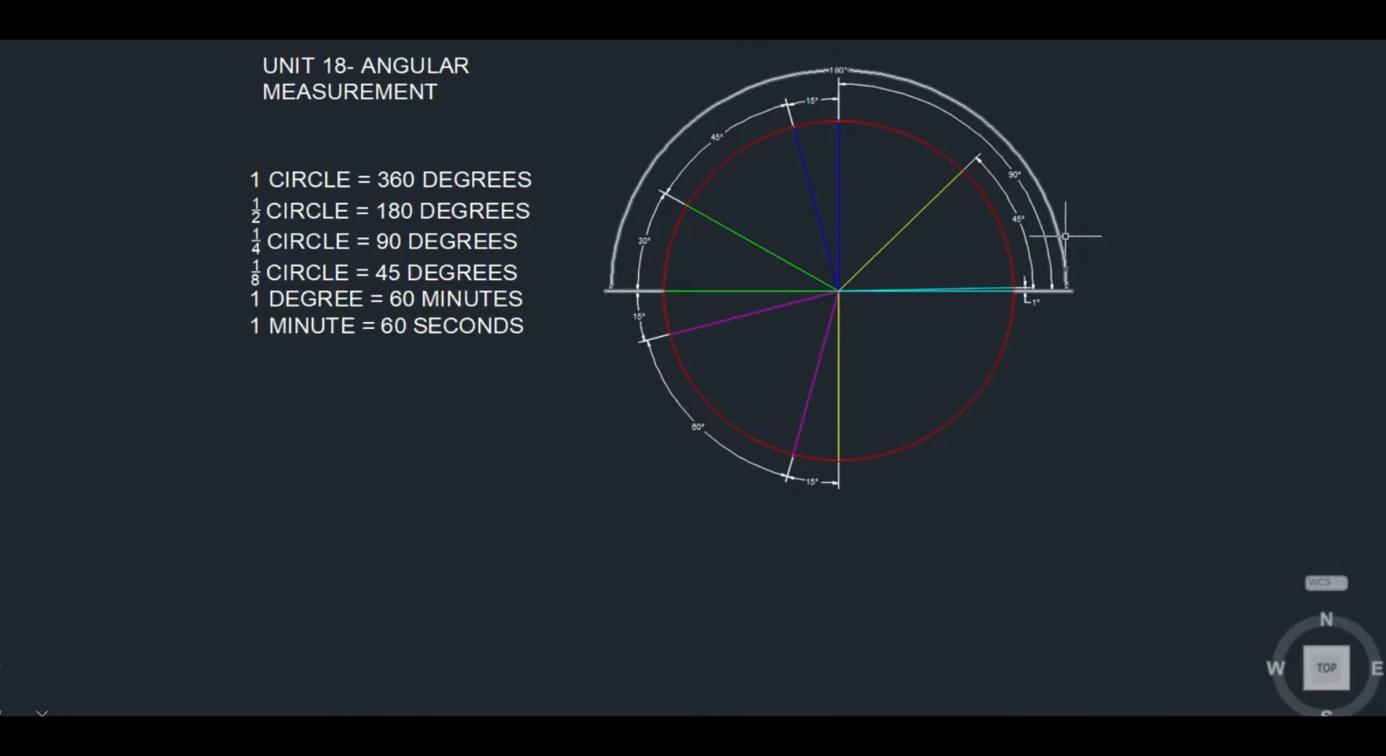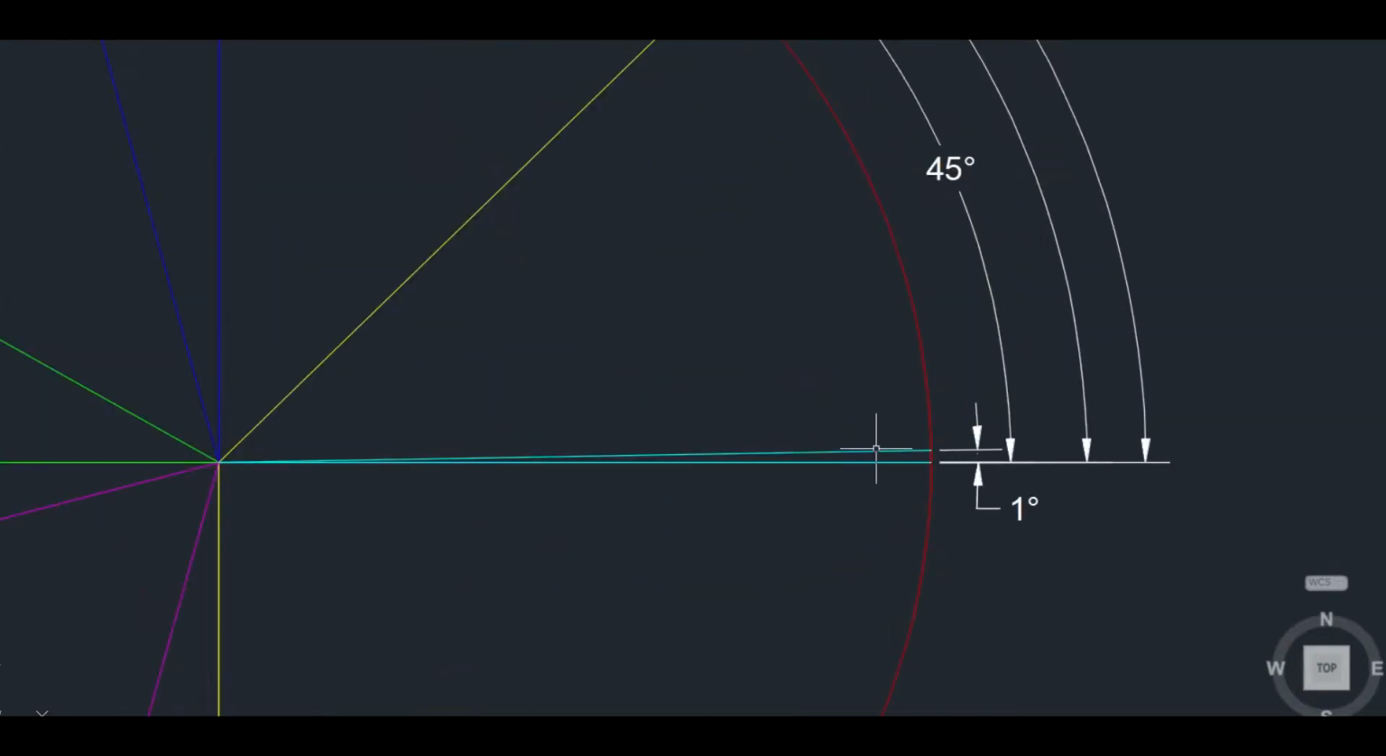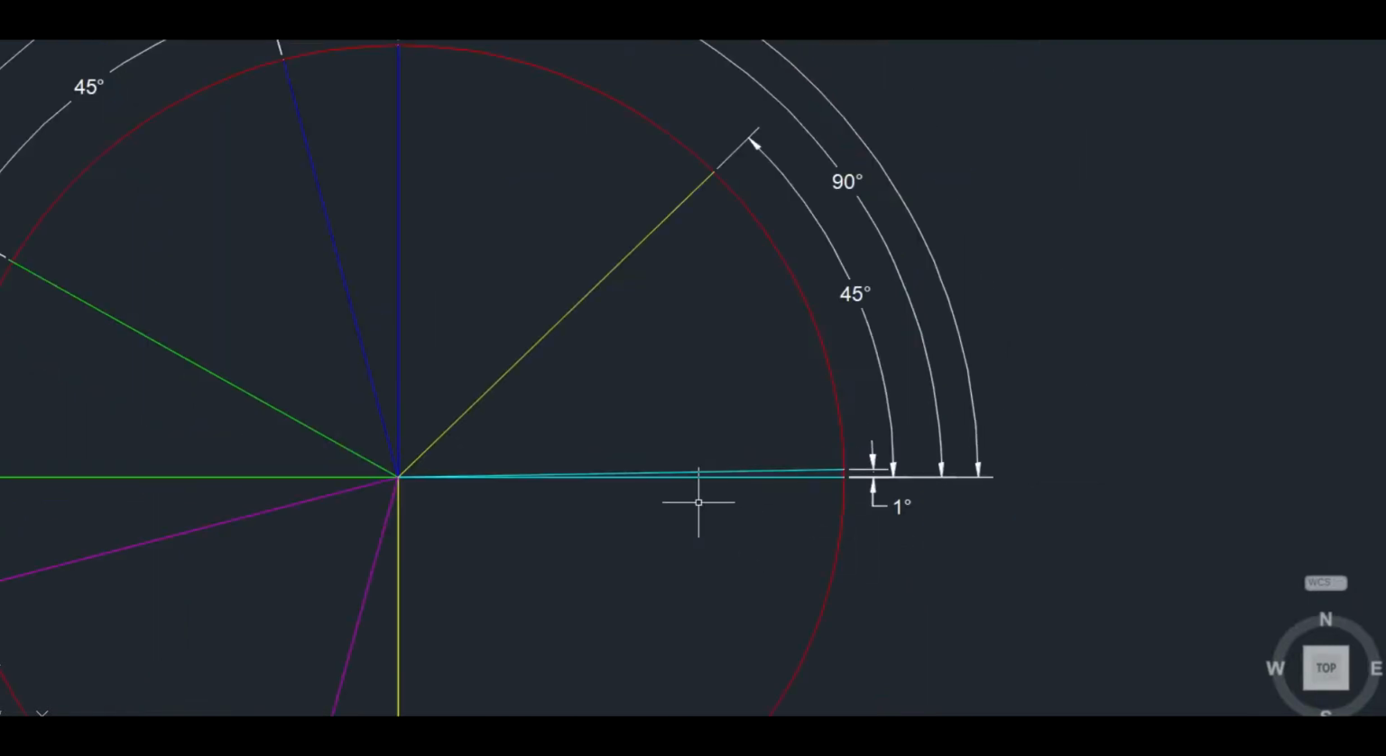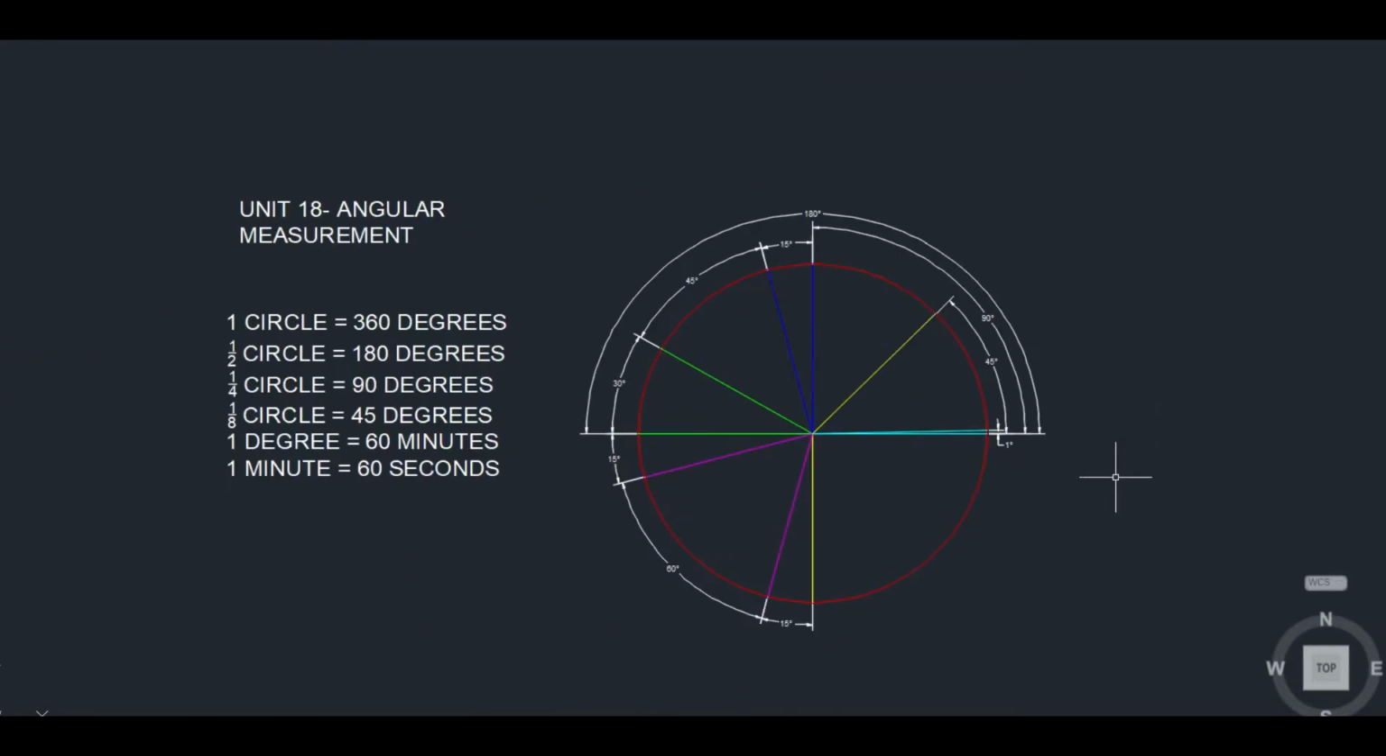We'll zoom in on one degree. So here's one degree, this little sliver. Imagine slicing each one of these degrees lengthwise 60 times, so that one degree breaks down into 60 minutes, and each of those minutes breaks down into 60 seconds. So you can get a pretty finite measurement with degrees, minutes, and seconds.